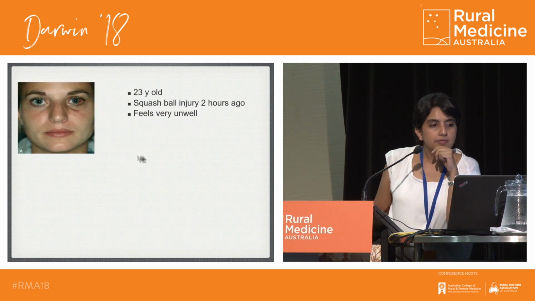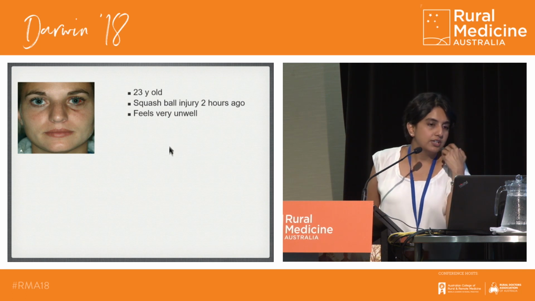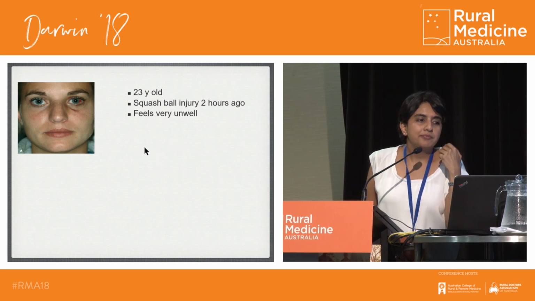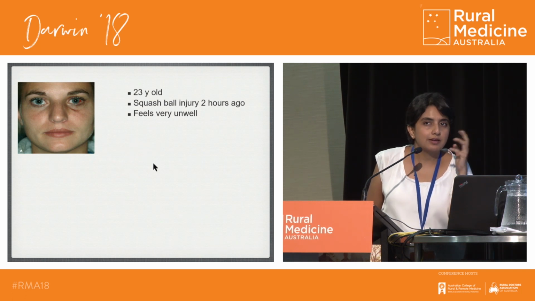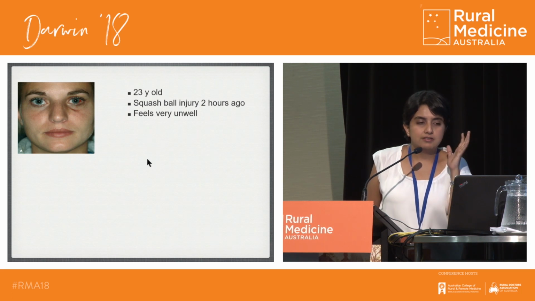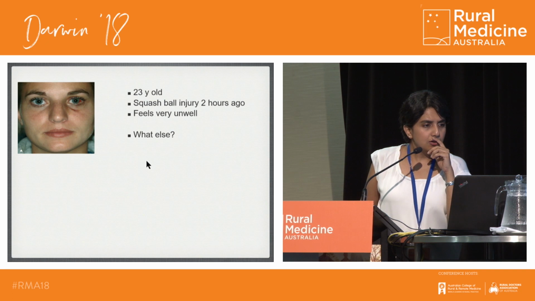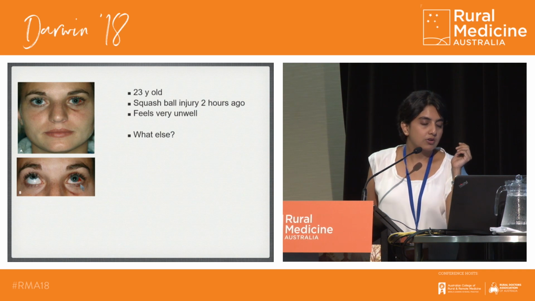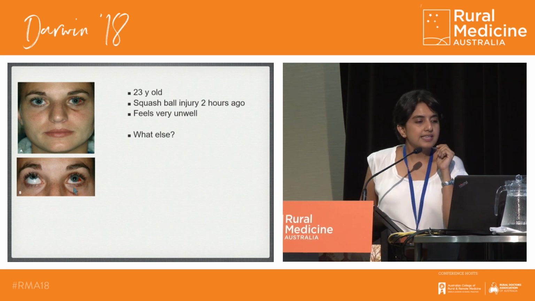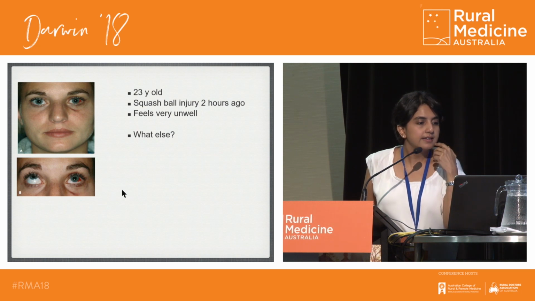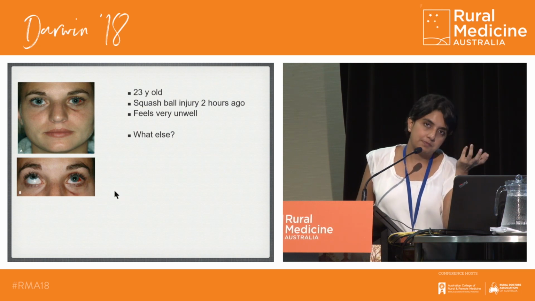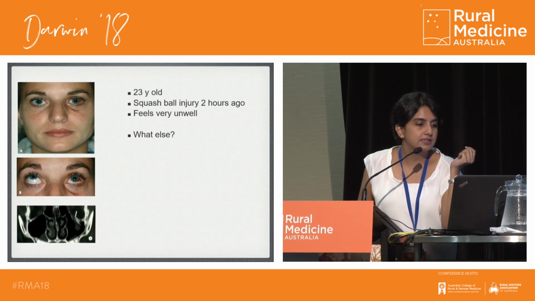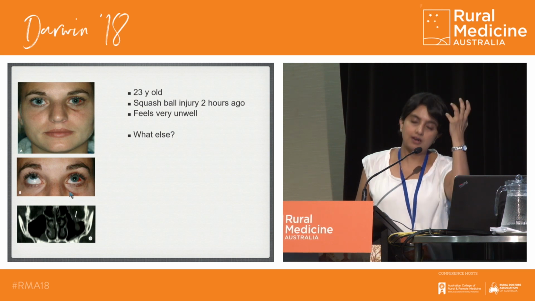So this is a young lady who came in 2 hours after a squash ball injury to the left eye. She could still see quite well, but in emergency she kept on feeling quite unwell. She was nauseous and just didn't seem right. So the next step would be to do a proper exam. The anterior segment exam was reasonably normal. However, with extraocular movements, you can see that the left eye does not elevate as much as the right. And because it was a blunt injury, we suspect orbital fractures. She went on to have imaging, and she had this inferior orbital wall fracture with herniation of the muscle, and that's the reason why she can't look up.